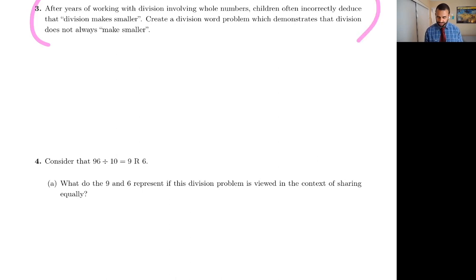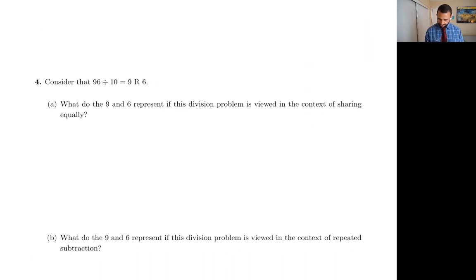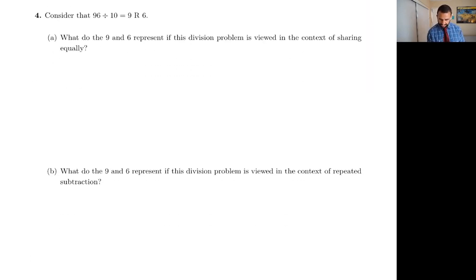This is another question that shows that division doesn't always make smaller. It says here, after years of working with division involving whole numbers, children often incorrectly deduce that division makes smaller, but that's not correct. Division doesn't always make smaller. So you have to create a division word problem which shows that you're not going to end up with a smaller result by dividing. These ones are asking you to consider the context of sharing equally and repeated subtraction and explain what those different parts are.